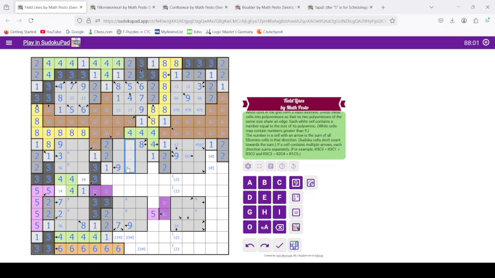Does anything else fit here? 4, 5, 9s, 8s. Hmm. 3. Interesting. We're so close. Just need a couple more deductions.